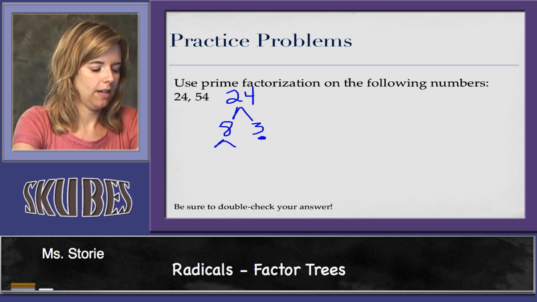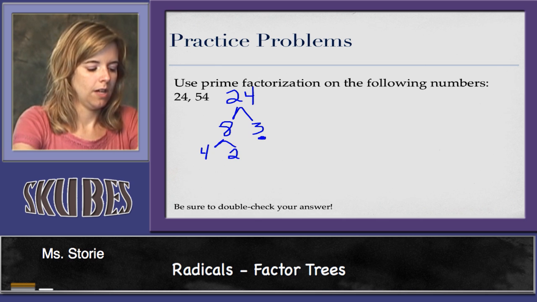Now I can break down 8 into 4 and 2. 2 is another prime factor. 4 is not prime, so I have to go further. And there's my 2 and my 2.